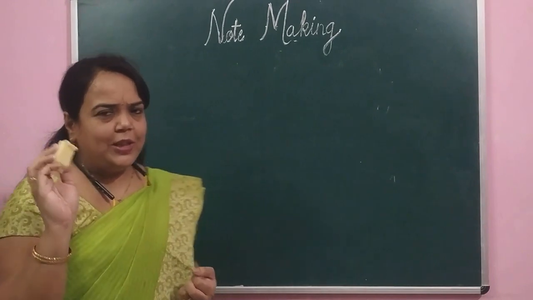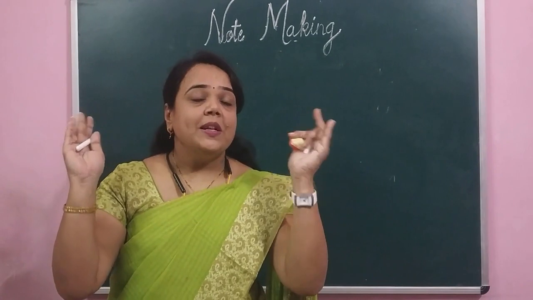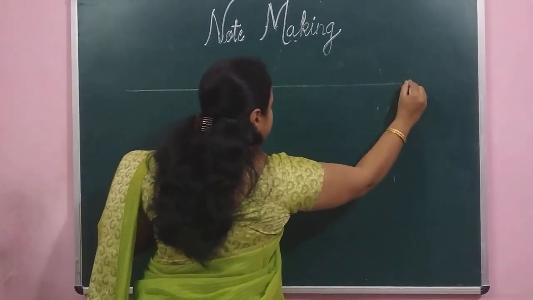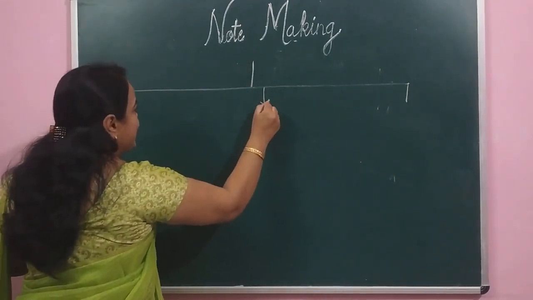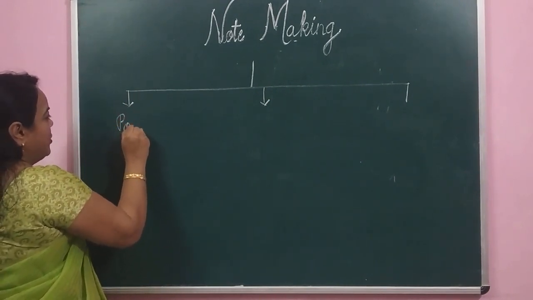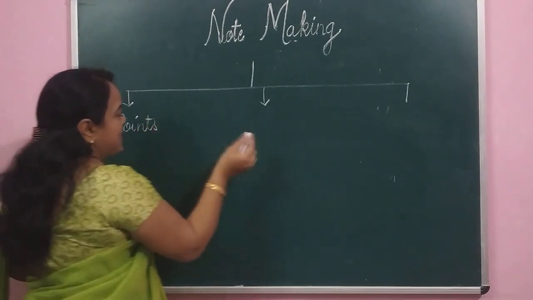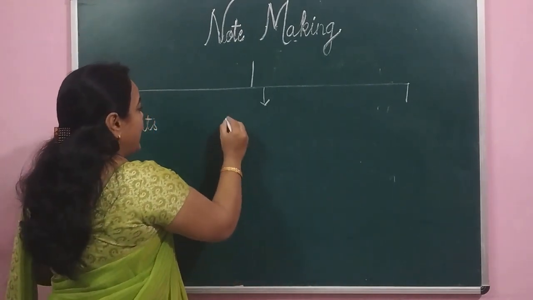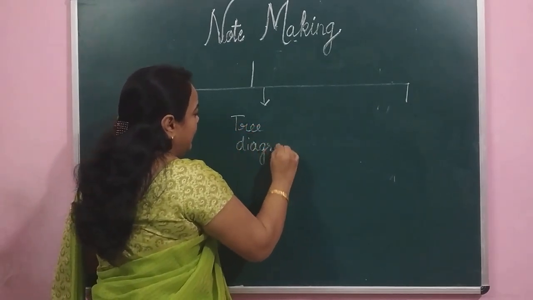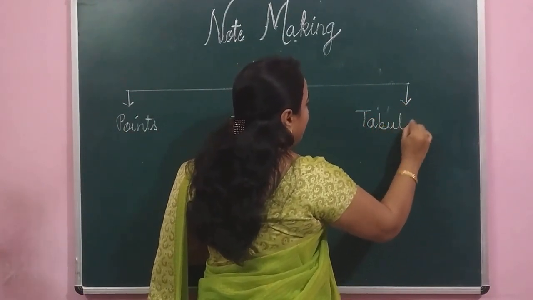There are so many methods, but we are going to concentrate on the main three methods, which are more relevant and which you use. They are plain notes, which are simple notes where you mention points; then you can use a tree diagram; and third, you can write your notes in tabular form.